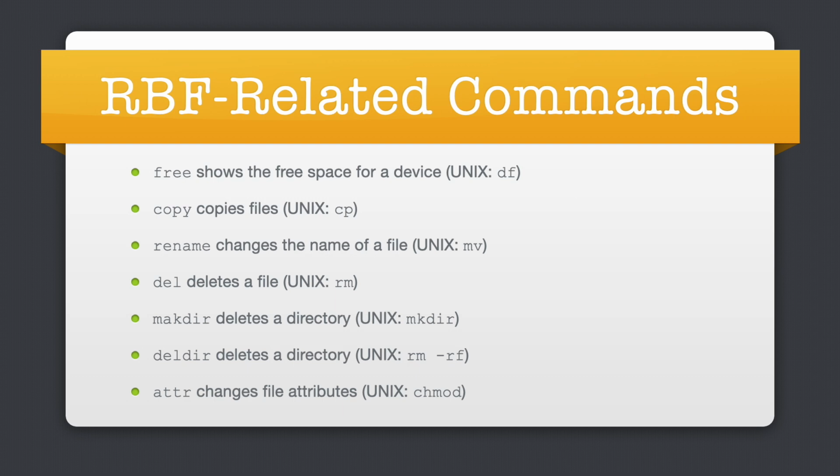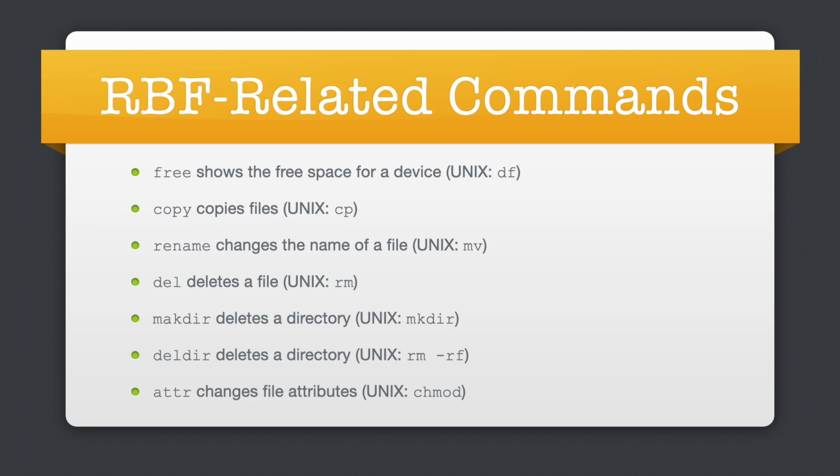Here are some additional file-related commands that you can try on OS9. Free shows the free space on a device, similar to df on Unix. Use copy to make copies of files like cp on Unix. To change the name of a file, use rename, similar to mv on Unix. Del deletes a file like rm does under Unix. Makedir is analogous to mkdir on Unix. To delete a directory, use deldir on OS9. It's a separate command, unlike rm -rf in Unix.